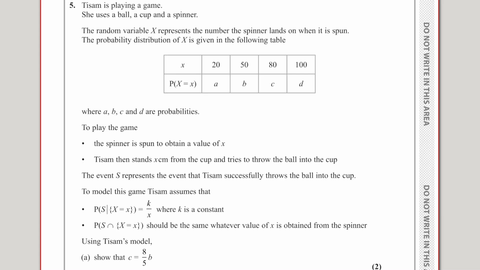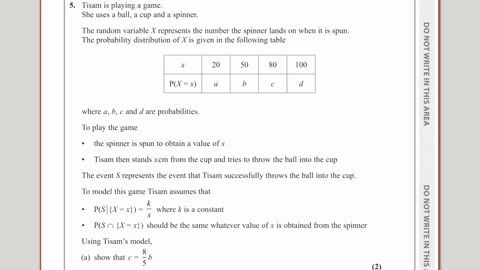Question 5. Tissam is playing a game. She uses a ball, a cup, and a spinner. The random variable x represents the number the spinner lands on when spun. So x is the number it lands on when it's spun. The probability distribution of x is given by the table, where A, B, C, and D are the probabilities.